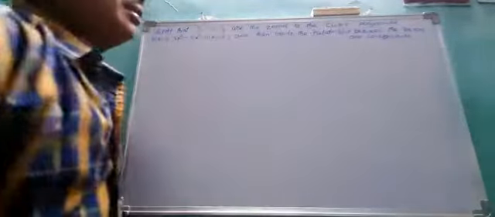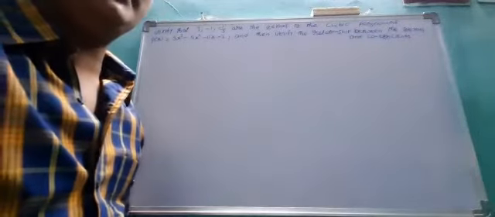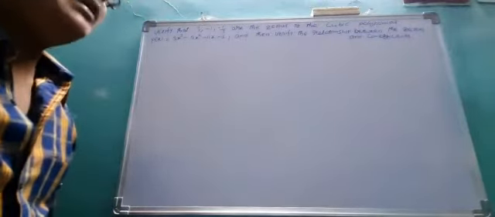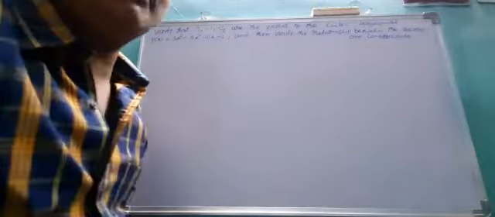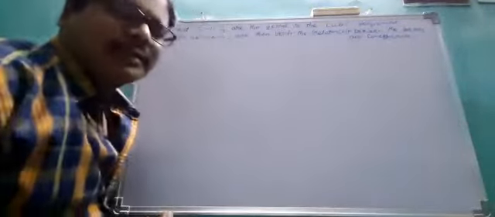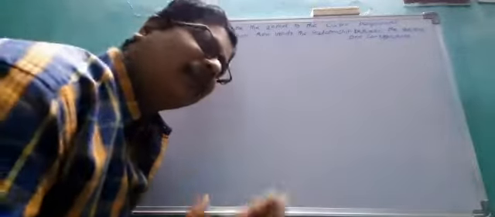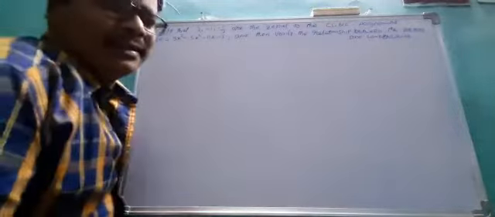Already you know the relationship between zeros and coefficients. What are they? Alpha plus beta plus gamma equal to minus b by a. Alpha beta plus beta gamma plus gamma alpha equal to c by a. And another one is the product of the zeros, alpha into beta into gamma equal to minus d by a. So we verify it. Okay.